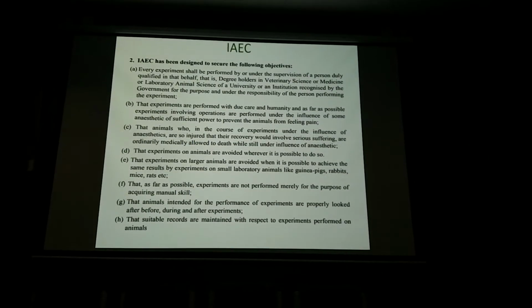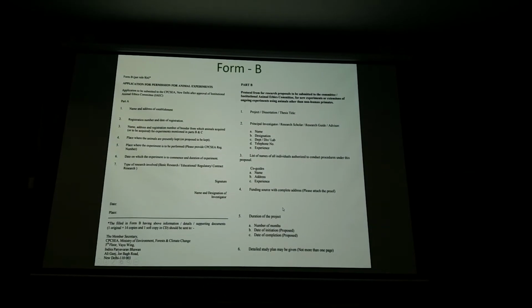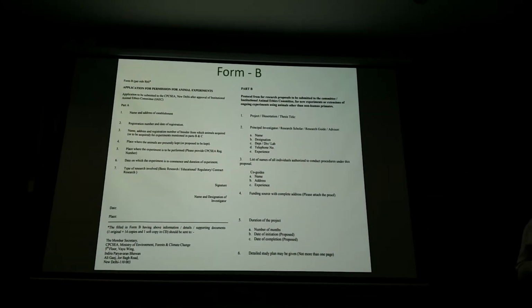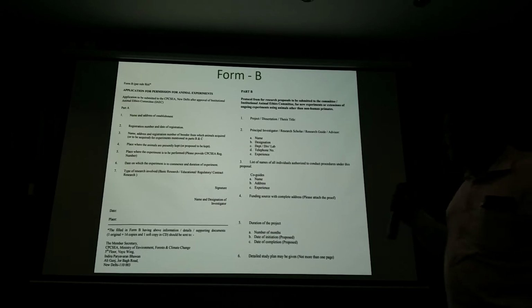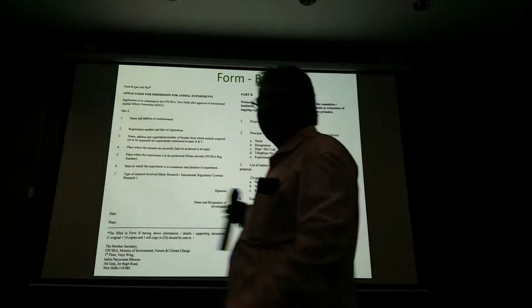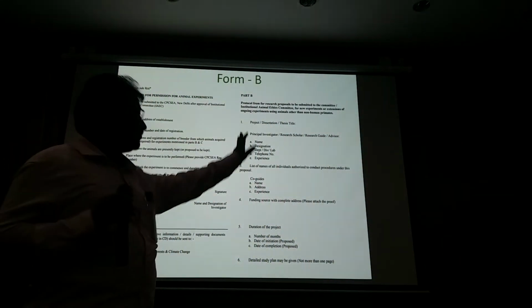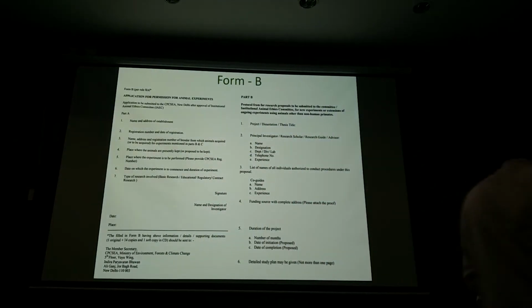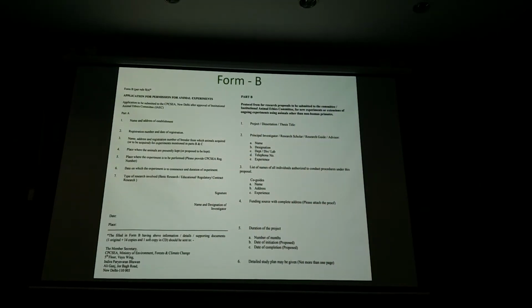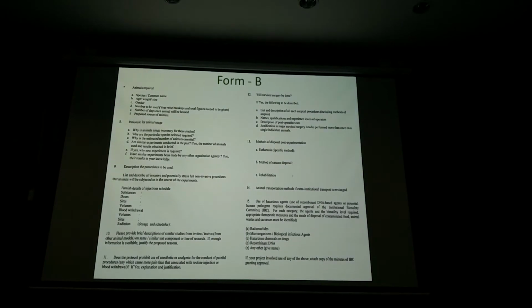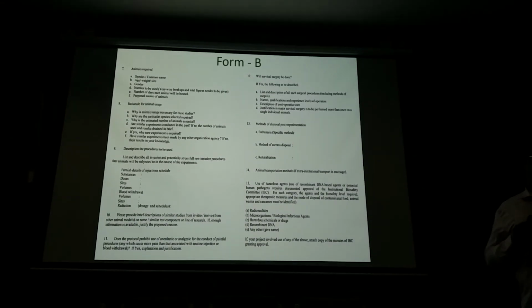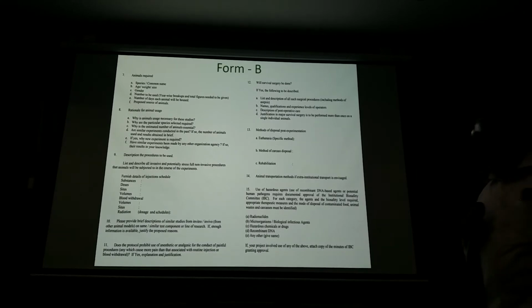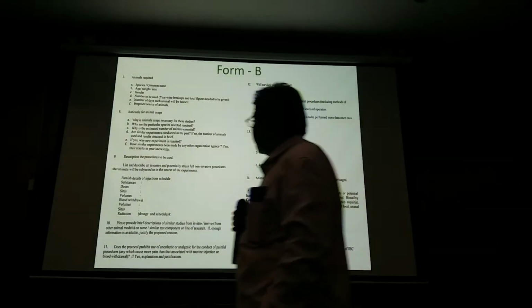And this is the IAEC design for the following, and this is Form B. Many of you would have seen it. What information will they be asking based on the 3R principle? Especially the 3R principle comes under 8 A, B, C, where you will find it very difficult to do. It's the rationale for animal usage. 8A: why is animal usage necessary? Why can't you replace the animals? That is the first R. The second R: why is the particular species required?